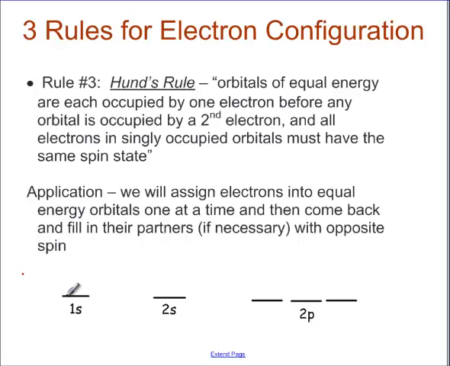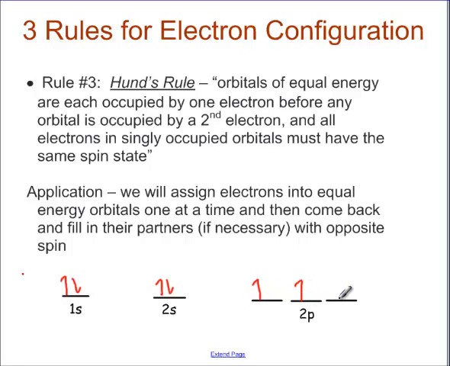So what that means is if I'm filling up electrons, so there's 1 electron, 2 electrons, 3 electrons, 4 electrons. If I'm trying to put 6 electrons in this orbital diagram, I have to put 1 in each of the orbitals before I can partner them up.